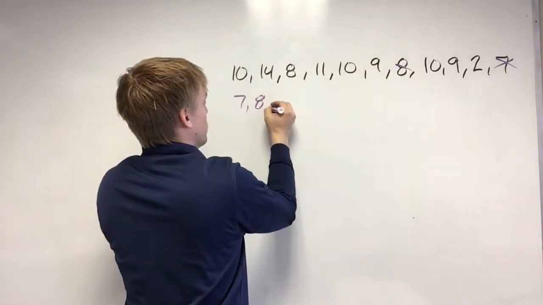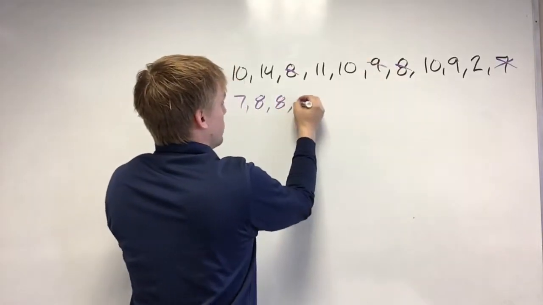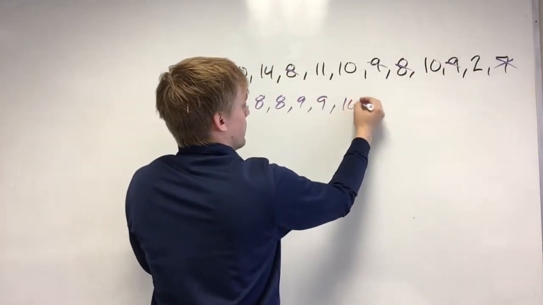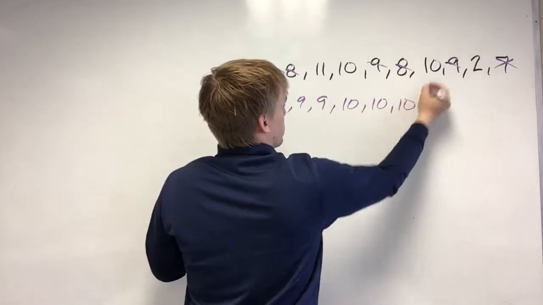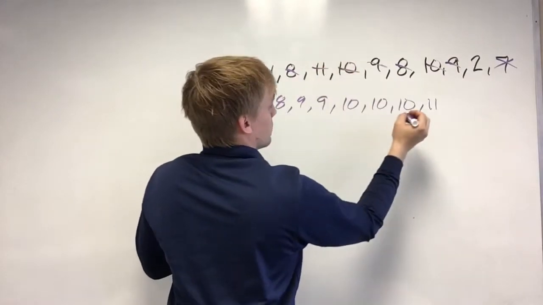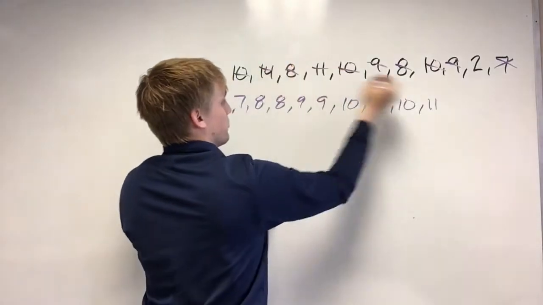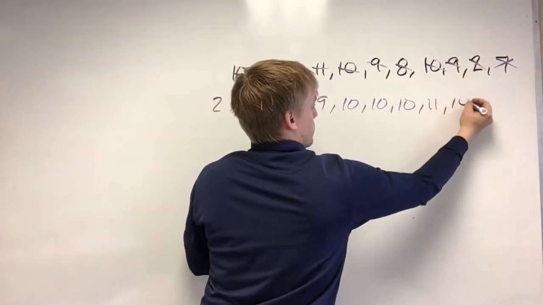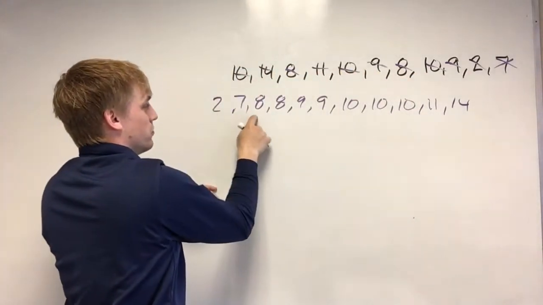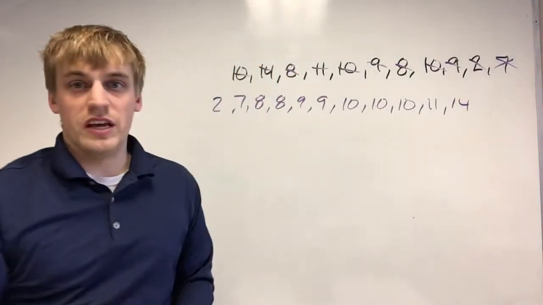8, 8, 9, 9, 10, 10, 10, there's 3 10s. 11, I missed one, there's a 2, and here's a 14. 1, 2, 3, 4, 5, 6, 7, 8, 9, 10, 11. So we have 11 data points.